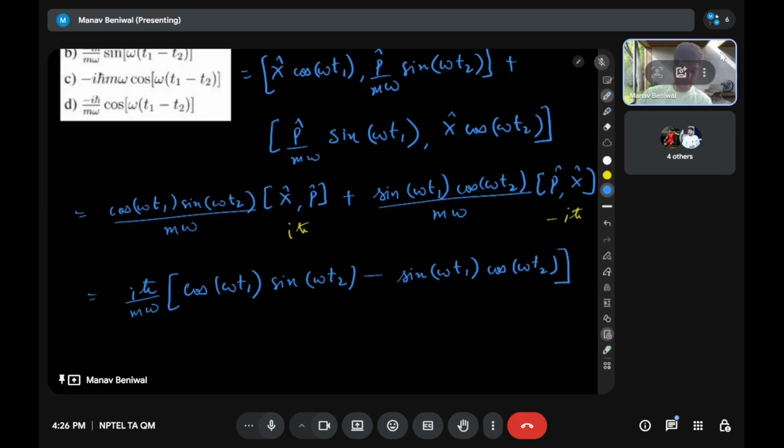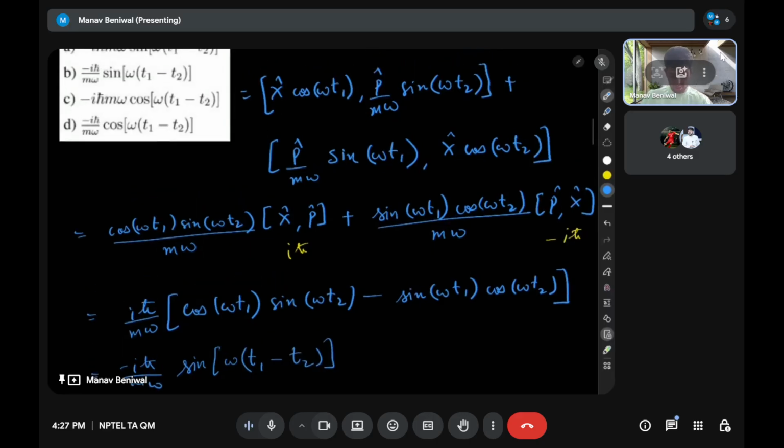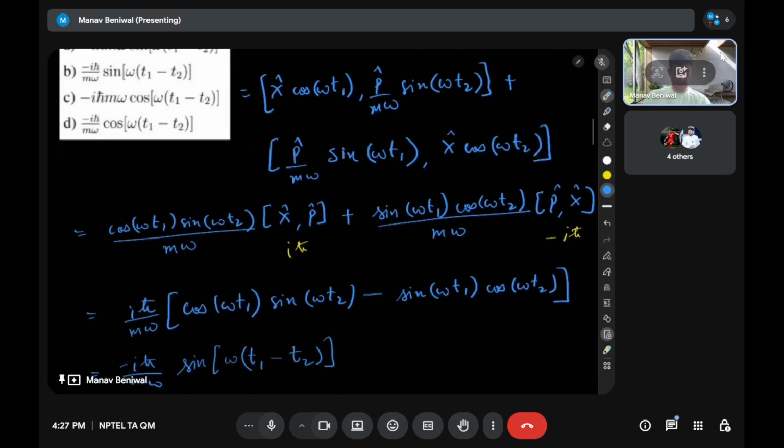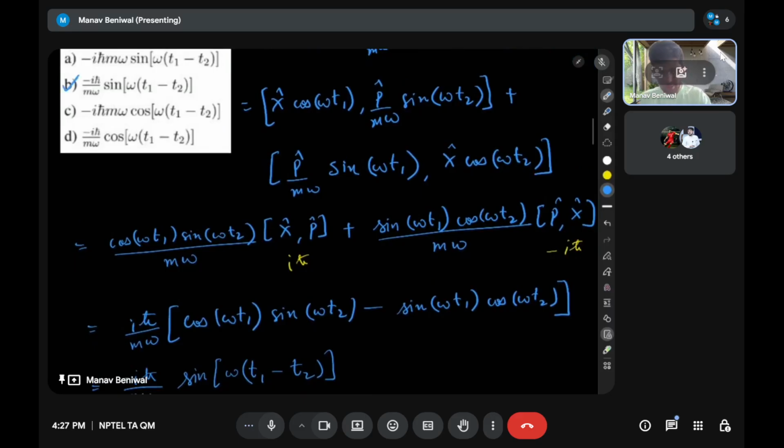Okay, so again, using the same identity, a minus sign will come, and we will have iota h cut by m omega times sine of omega (t1 minus t2). So this is option B here.